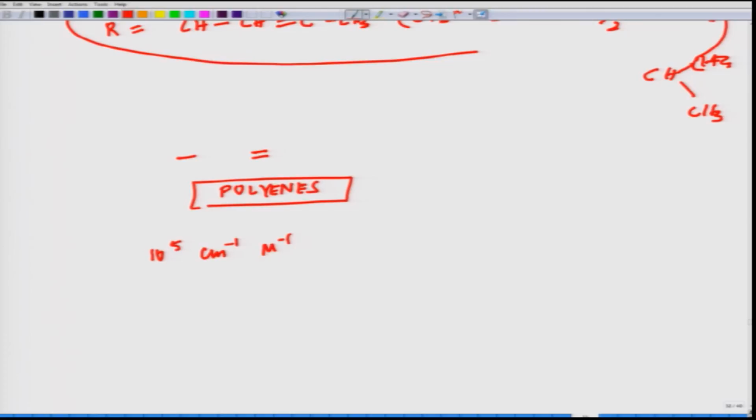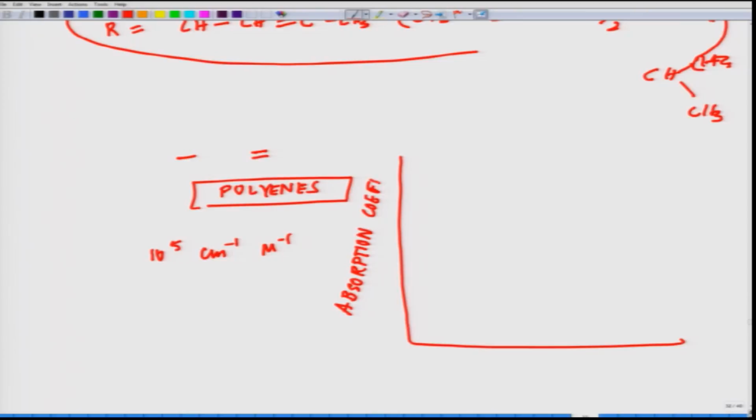And if I draw the spectra of it, the spectra is something like this. So, absorption coefficient, starting at 400 in the visual region, 500, 600, 700, and this is around 10 to the power 5.